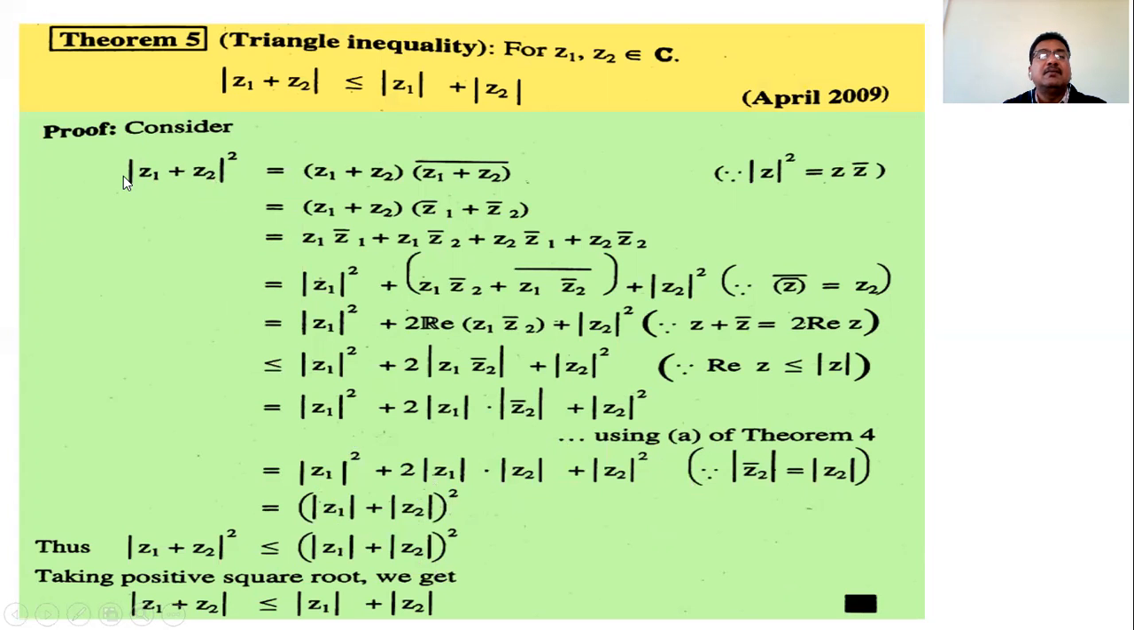So we have |z1 + z2|² is less than or equal to (|z1| + |z2|)². Taking the positive square root of both sides, we have |z1 + z2| is less than or equal to |z1| + |z2|. The square gets cancelled, and this is the proof. So this is a very important theorem.